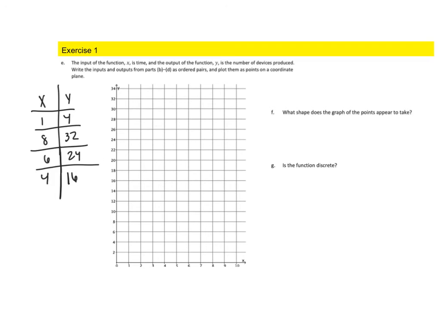All right, for this part, I want you to go ahead and graph the points or the values that you found with your equation as coordinate pairs. So you're going to graph (1, 4), (8, 32), (6, 24), and (4, 16). And you'll connect them and create a line. And then you're going to answer these questions. What shape does that graph take? And is it discrete? Okay, give you a couple minutes to do this.